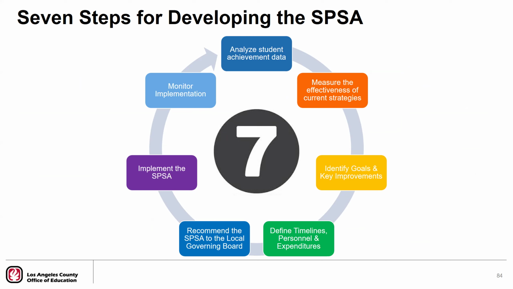The 7 steps are as follows. 1. Analyze student achievement data with your educational partners. 2. Measure the effectiveness of current strategies. 3. Identify goals and key improvement areas. 4. Define timelines, personnel, and expenditures. 5. Recommend the SIPSA to the local governing board or body. 6. Implement the school plan for student achievement. And lastly, 7. Monitor the implementation.